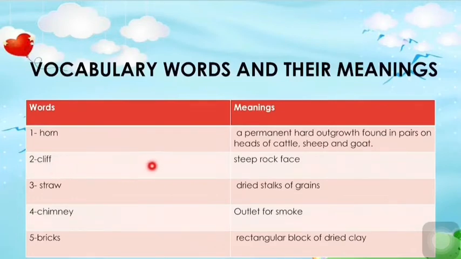Cliff. Steep rock face. Number 3. Straw. Dried stalks of grains. Have you ever seen grains? Have you ever seen a wheat plant? Exactly. The dried stalk of a wheat plant.